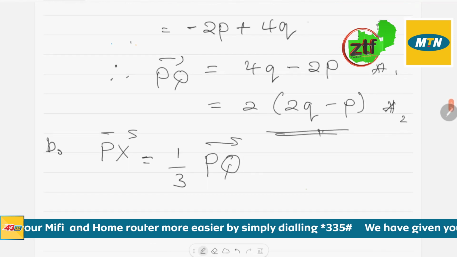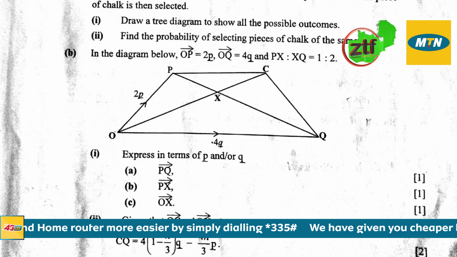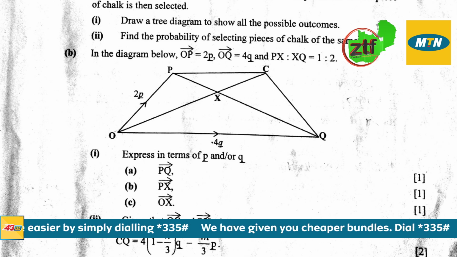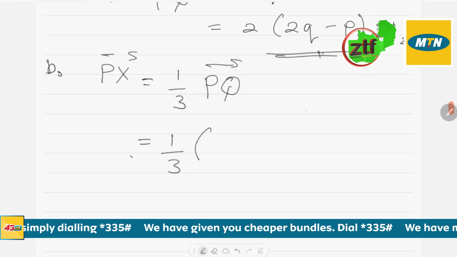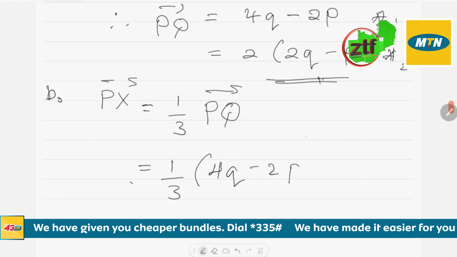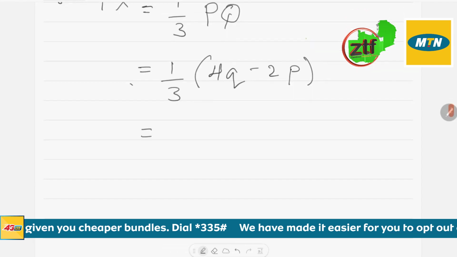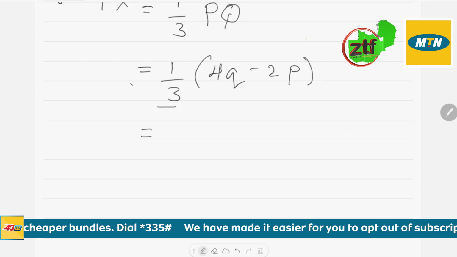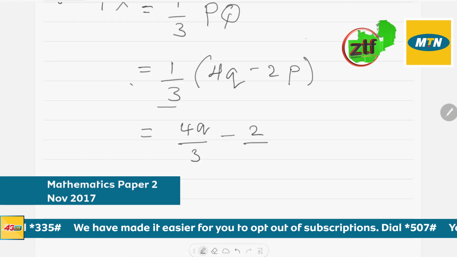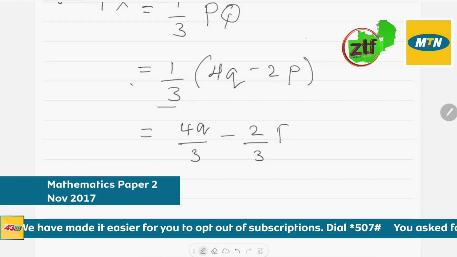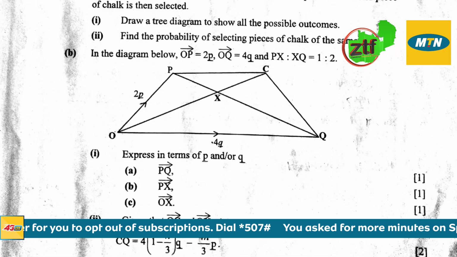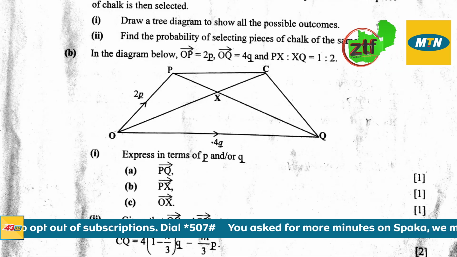All right. So what is vector PQ? We already know what vector PQ is. That is 4Q minus 2P. So I'll substitute where there is vector PQ. I'll put 4Q minus 2P. Simplifying this one, I'll just multiply this constant, which is 1/3, by each term inside the brackets, and so I will get 4Q/3 minus 2/3 of vector P. So guys, this is our answer for part B of question number 2B1.